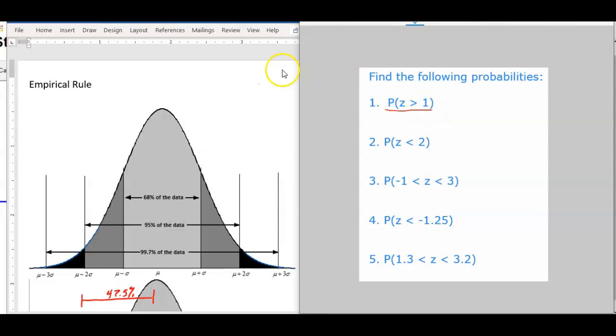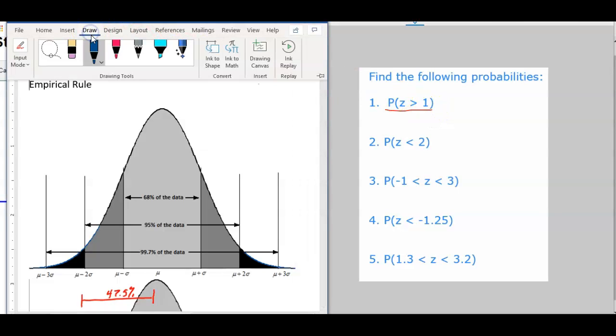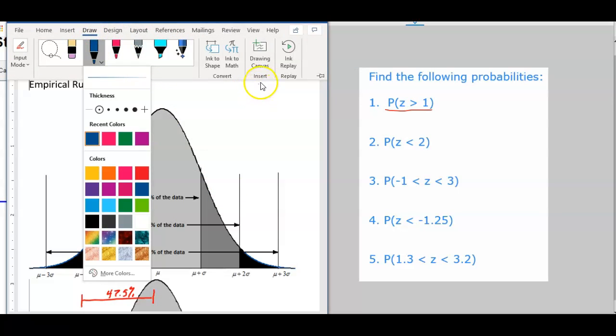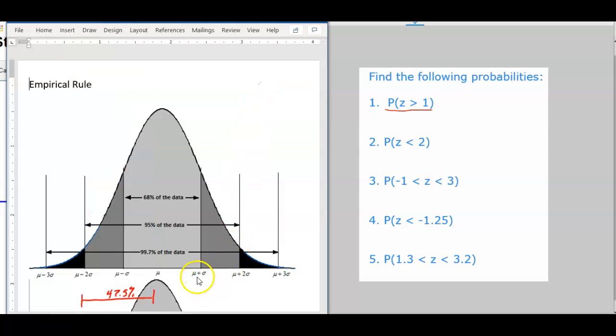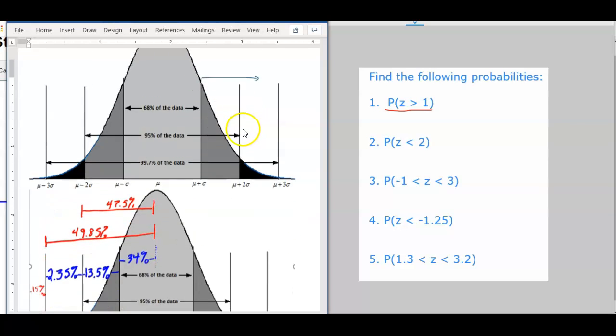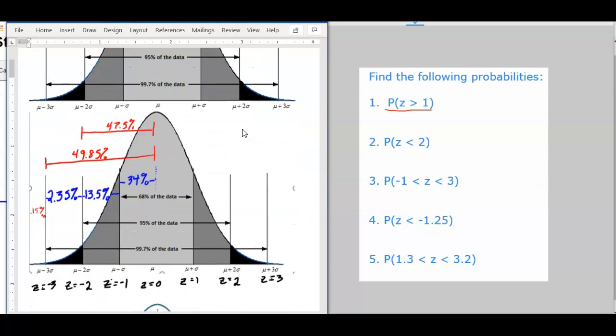Z-score is greater than 1. So we'll come over here. We'll say now z-score is greater than 1. The z-score of 1 means it's one standard deviation to the right of the mean, and the mean, of course, is the top here. So a z-score greater than 1, we're looking for the area to the right here. There are several approaches to doing that. Using the empirical rule, I want us to scroll down and take a look a little more specifically. So that is this area to the right.